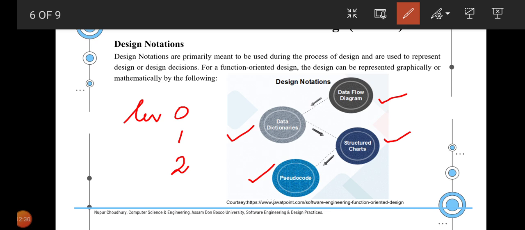So once this is done, it is a complete set of information regarding what type of data we are going to use in our system, what will be the operations pertaining to those data, and what should be the output related to those data. Everything is represented in this data dictionary.